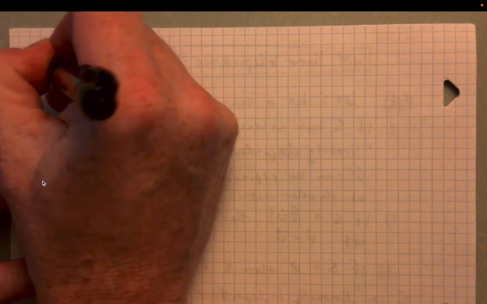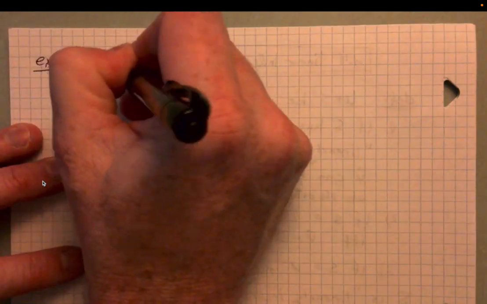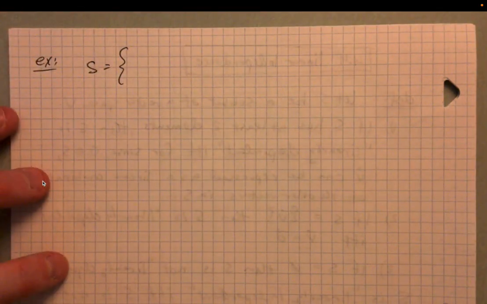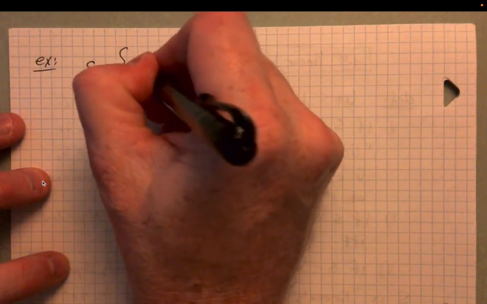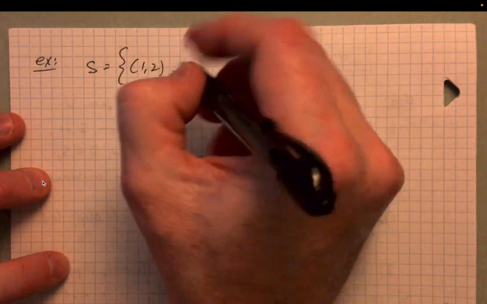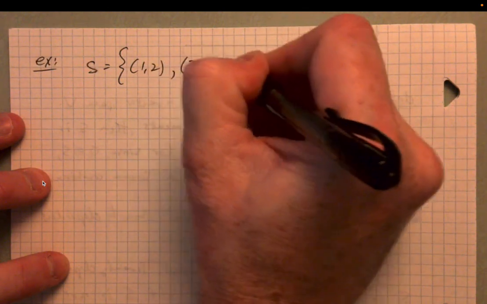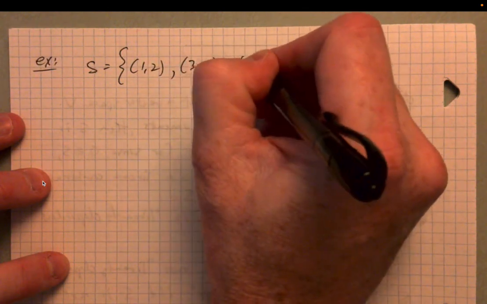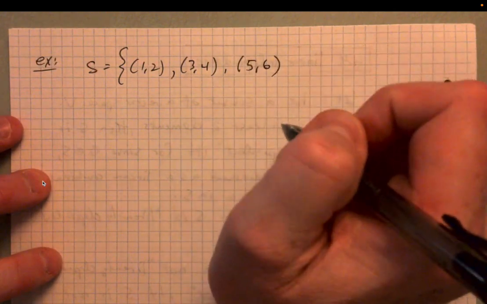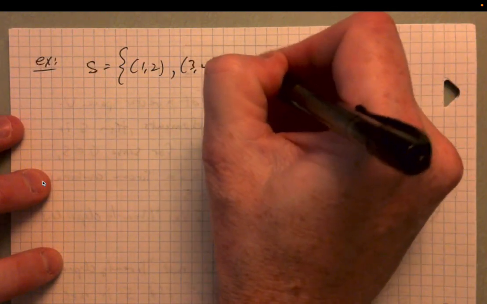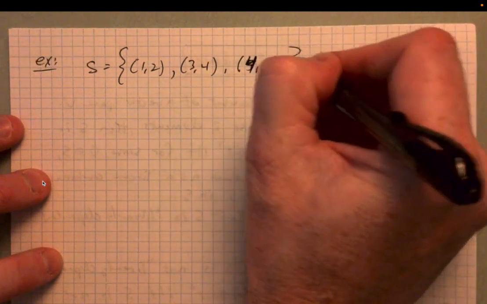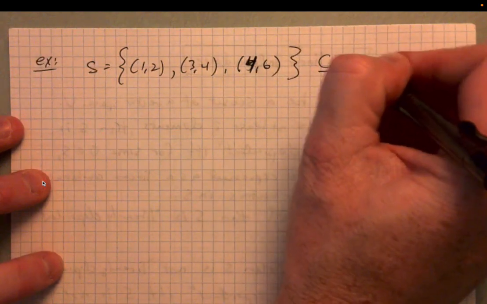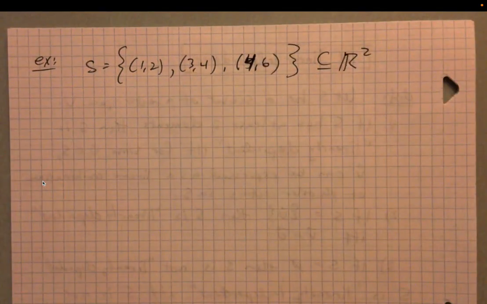So let's consider S, and this will be the set of vectors (1, 2), (3, 4), (4, 6). I'm sorry, (4, 6). Okay, and this is obviously a subset of R2. So (1, 2), (3, 4), (4, 6). Is this linearly independent or linearly dependent?